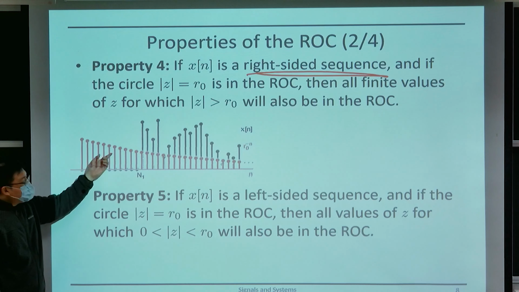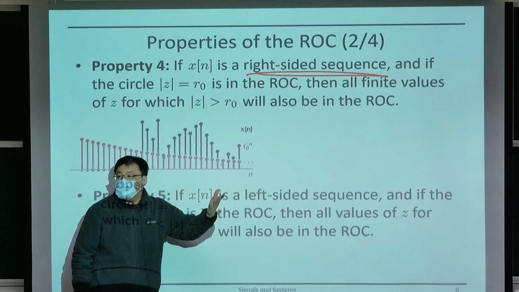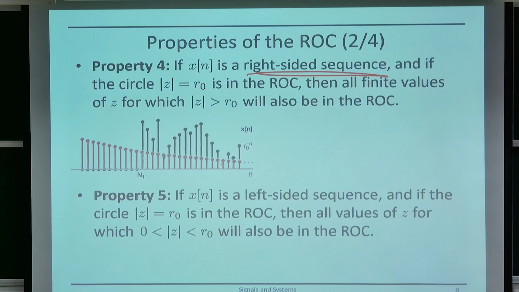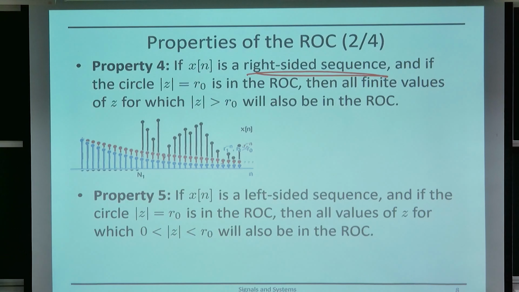Then it must also be successfully suppressed by choosing a value of r that is greater than r0, because if you choose a value of r greater than r0, it will decrease even faster, suppressing x[n] even more. So this means that if |z| = r0 is in the ROC, then all finite values of z for which |z| is greater than r0 will also be in the ROC. And that corresponds to the exterior of the circle beyond r0. So in this case, the ROC is the exterior of a circle.